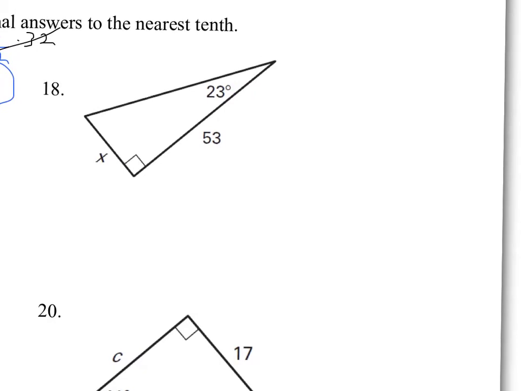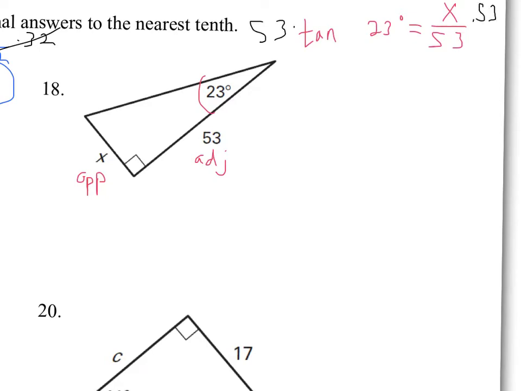Okay, let's go to number 18. We just have an x here. So if I want to use 23 degrees, x would be the opposite side, and 53 would be the adjacent side. So that's tangent. So I'll do tangent 23 equals opposite over adjacent, so x over 53. And to get that x by itself, once again, we're going to multiply.